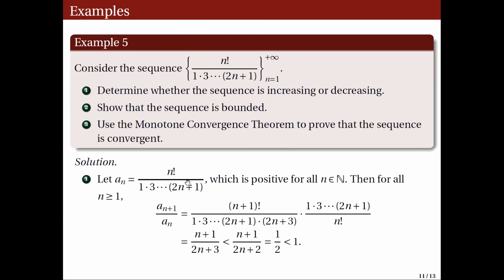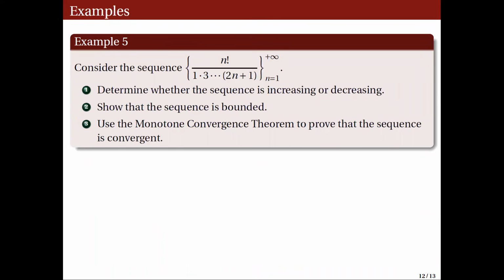So as you can see here, guys, a sub n plus 1 over a sub n, which is equal to n plus 1 all over 2n plus 3, is less than 1. So this means that for all n greater than or equal to 1, a sub n plus 1 is always less than a sub n. So hence, the given sequence here is strictly decreasing.